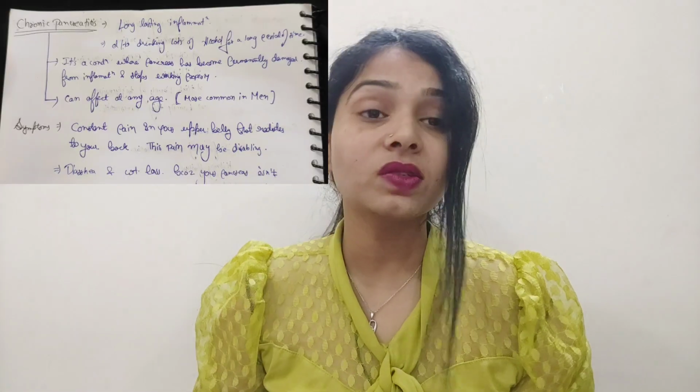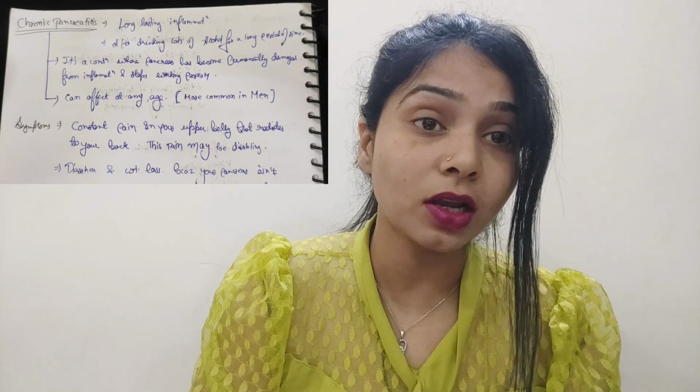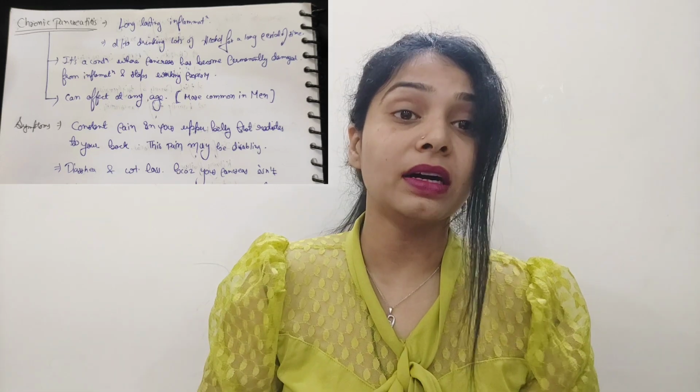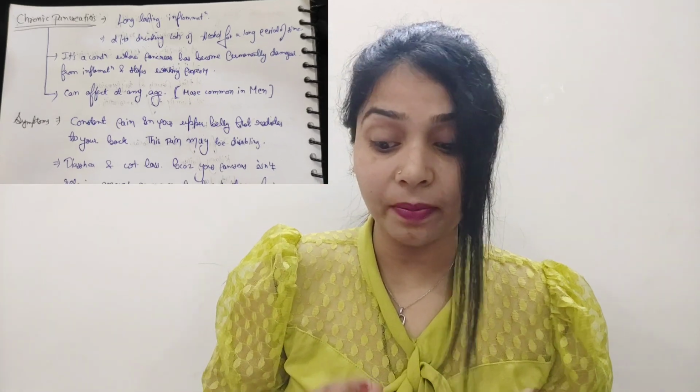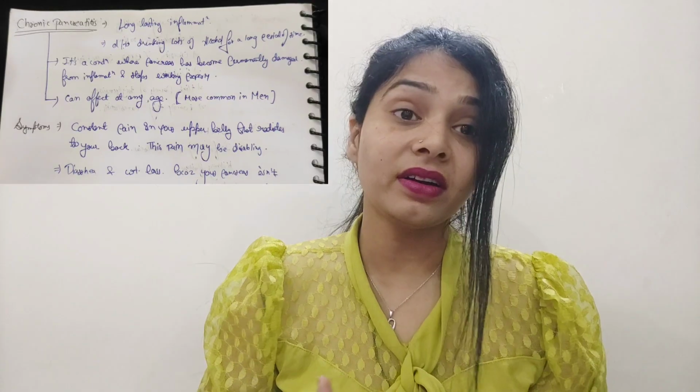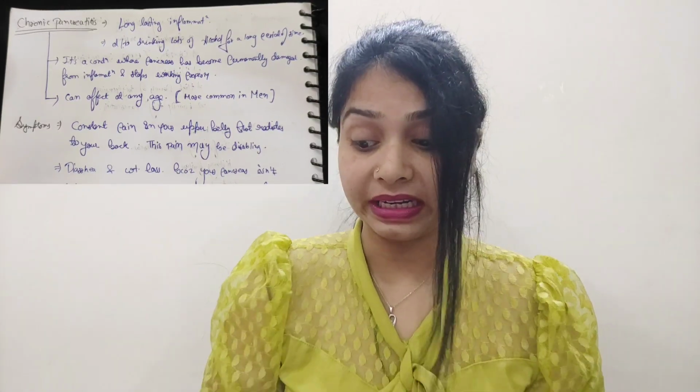Now we switch to chronic pancreatitis. Chronic pancreatitis, as I already told you, is a long lasting inflammation, and this happens when you drink a lot of alcohol for a period of time. So the first factor is, if you are drinking alcohol, you have to leave alcohol by any means. If you want treatment, there would be modifications for this too. It's a condition where the pancreas has become permanently damaged from inflammation, and it could stop working properly, right?